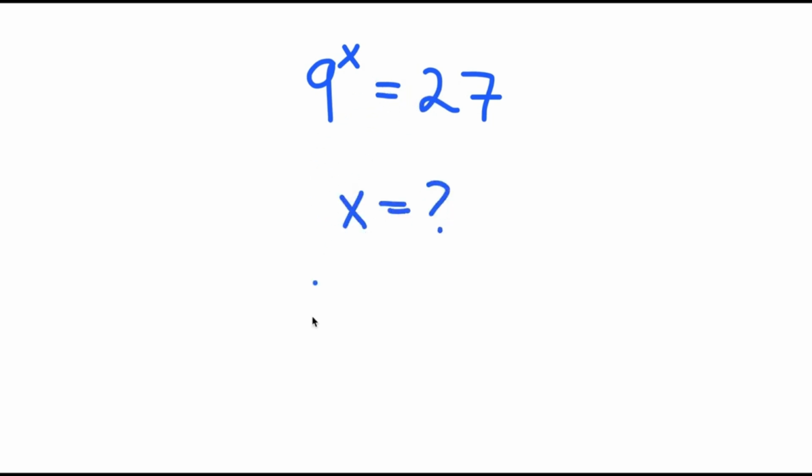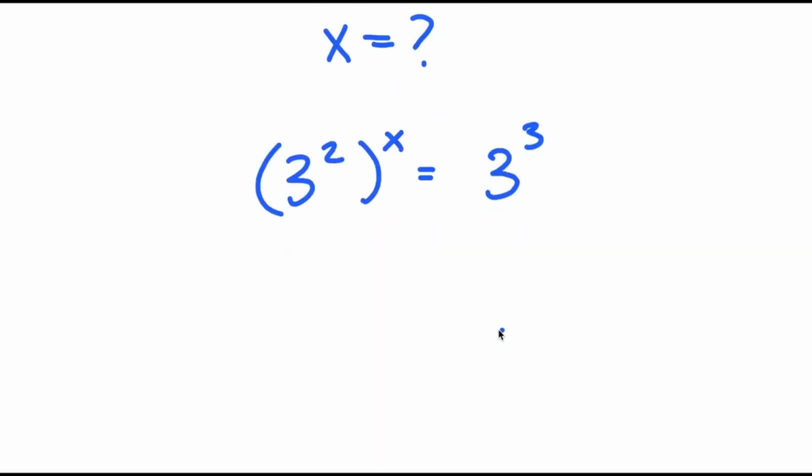Alright, so in today's video, I'm going to be solving the equation 9 to the power of x is equal to 27. To solve this, I'm going to start off by rewriting this as 3 squared to the power of x is equal to 3 to the power of 3. And the reason I'm doing this is so both of these values can have the same base, which makes it much easier to solve.